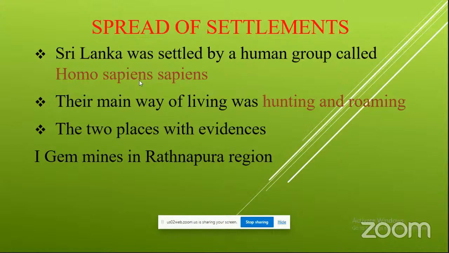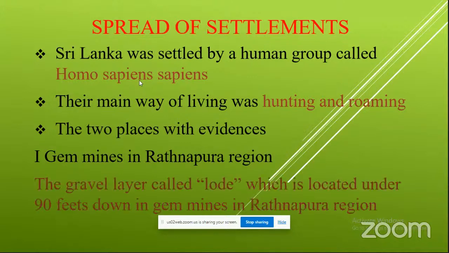There are two places where we will find this evidence. The first place was the gem mines in the Ratnapura region. When we dig down about 90 feet in the Ratnapura region, in the gem mines, we find a gravel layer. That gravel layer is called lode.